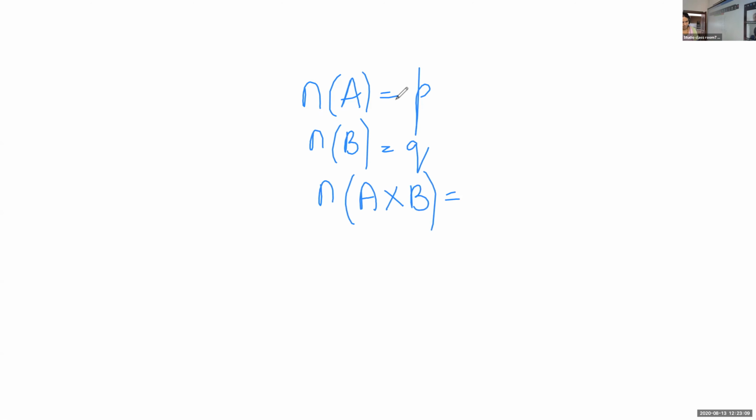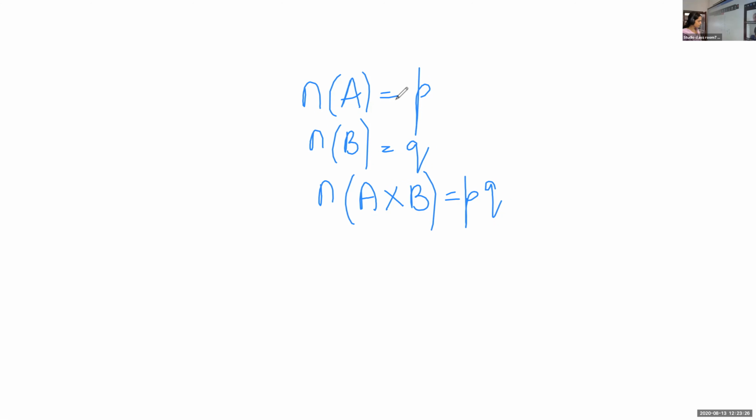Yes. Ashwin, what you said is correct. P into Q. Okay, N of A is P, the number of elements in A is P. Number of elements in B is Q. Therefore, number of elements in A cross B is PQ.